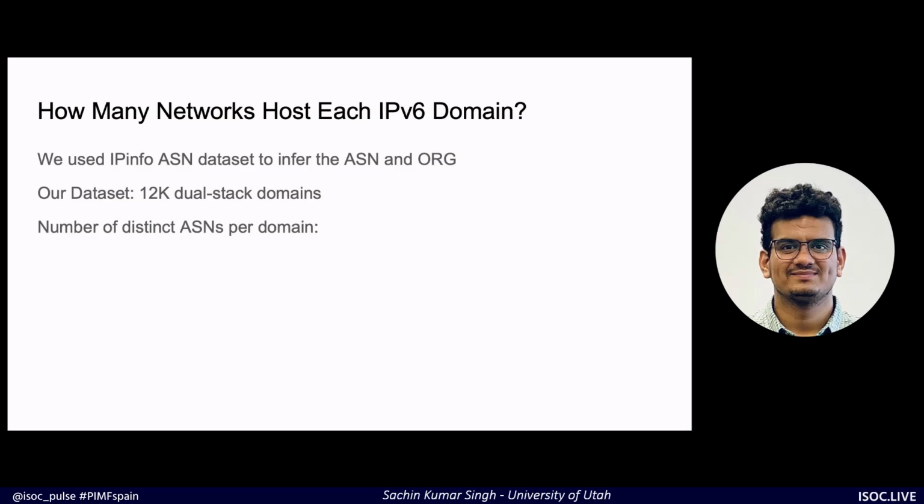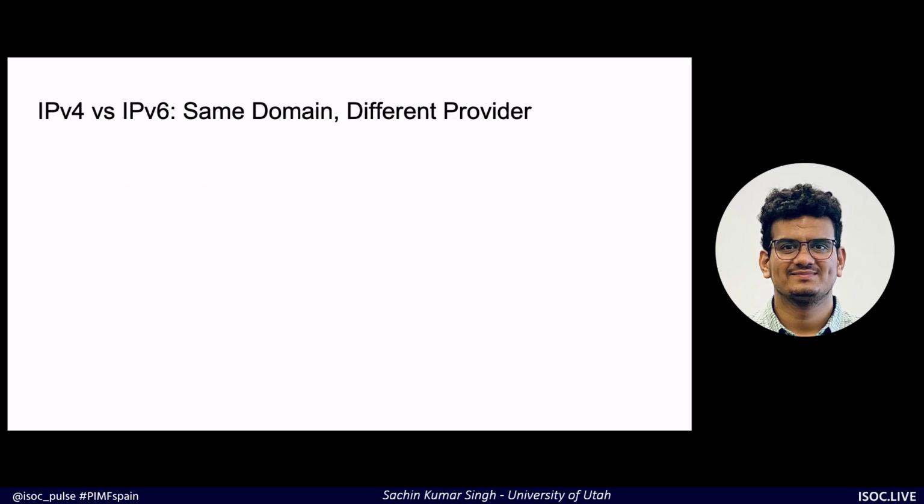Looking at the number of distinct ASNs per domain, 64% of the domains were served from one ASN, 23% from two, and 13% from more than three ASNs. This shows that most domains are still served from a single network, but a non-trivial fraction is spread across multiple ASNs. We also find instances where the same domain is hosted across different providers over IPv4 and IPv6.